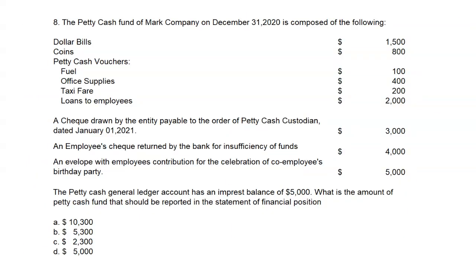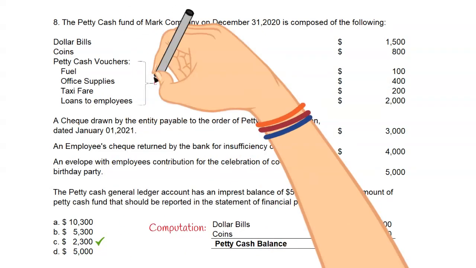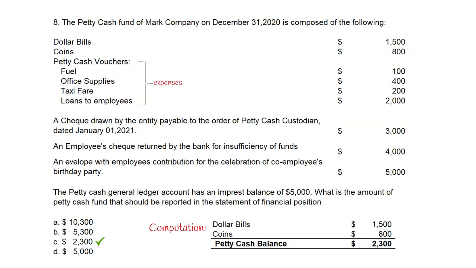Number 8. The correct answer is letter C. Note that we have not included the petty cash vouchers because they are reported as expenses. Also, the check with insufficient fund is not included because it is reported in the receivable account.